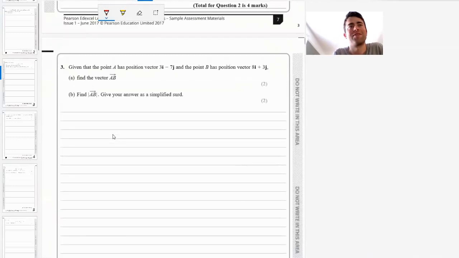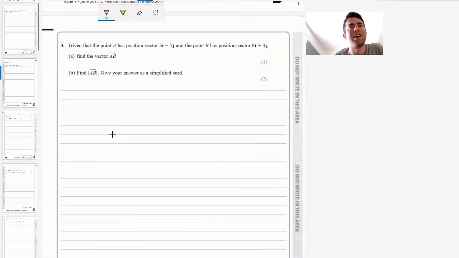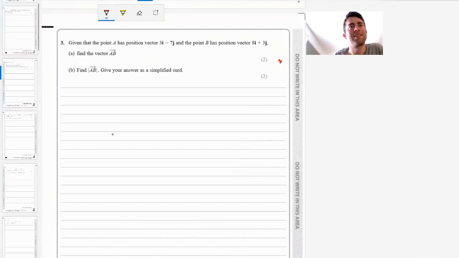Question 3. A vectors question here. Given that A has this position vector and B has this position vector, we're asked for the vector AB, so how to get from A to B, and the length of that vector.